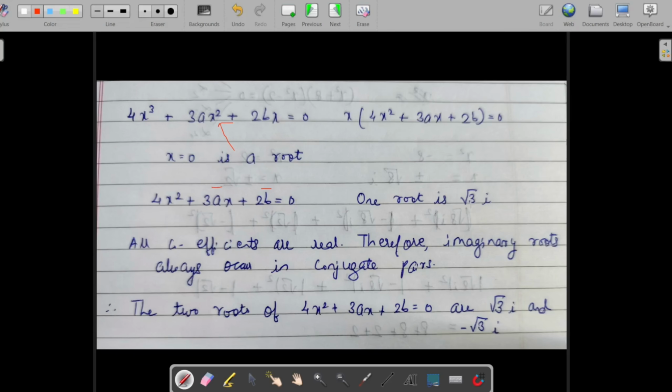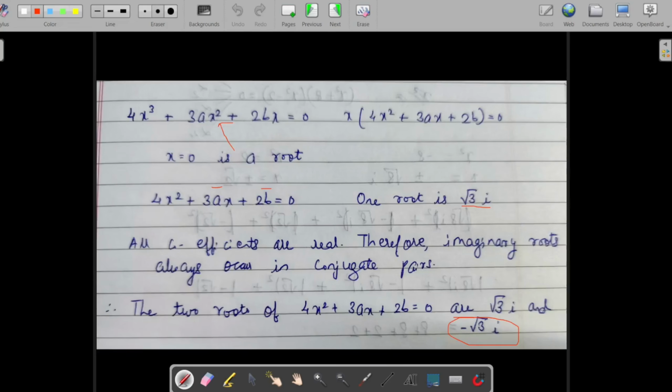This point was handy in the very first video I did on this channel, which is a tough question, but the key to it was based on this point. So after solving this question, please check it out because it is a way tougher question than this one, but the logic there is the same. So if one root is root 3 iota, the other will be minus root 3 iota. It's as simple as that.